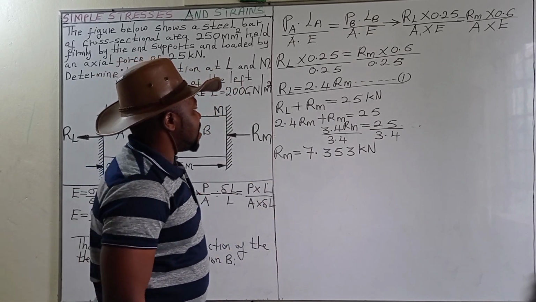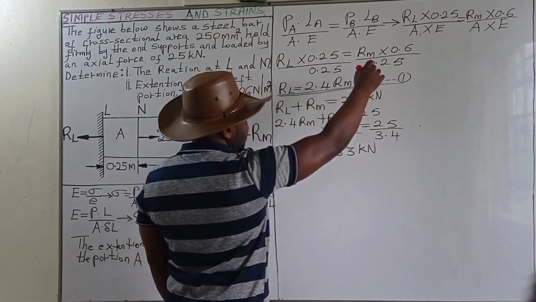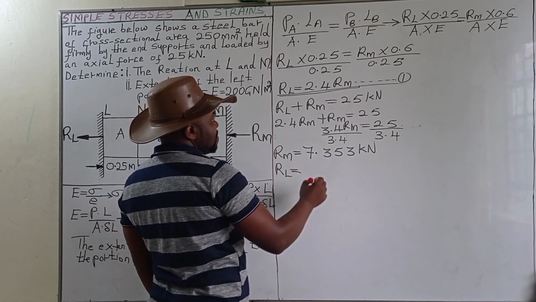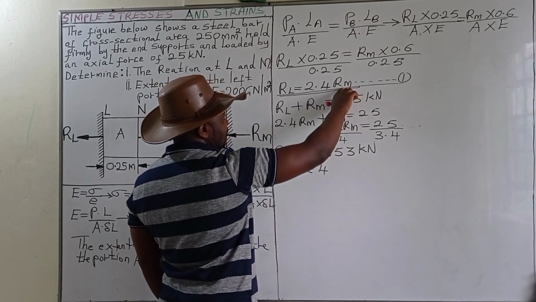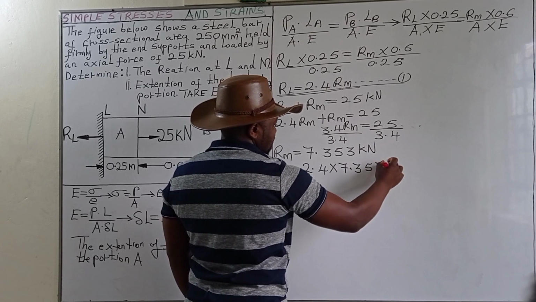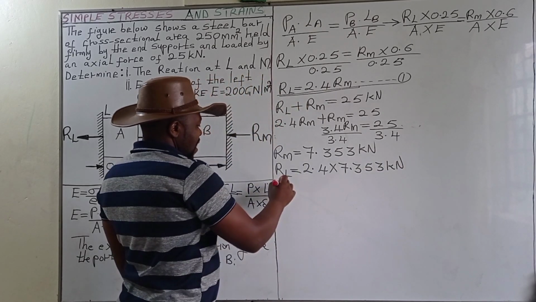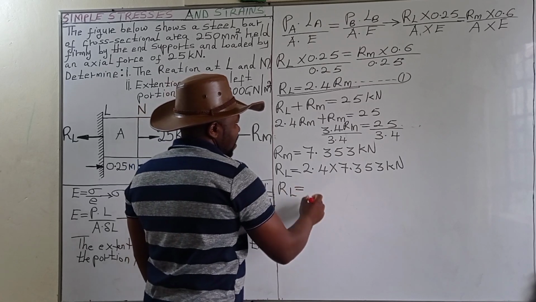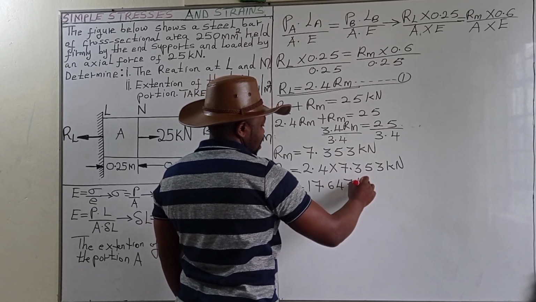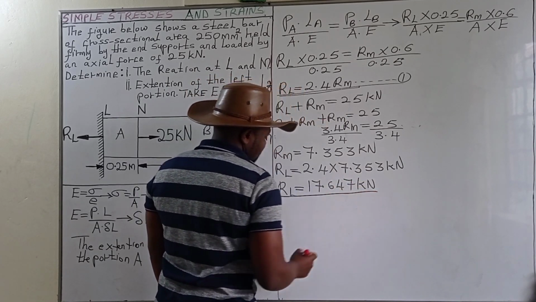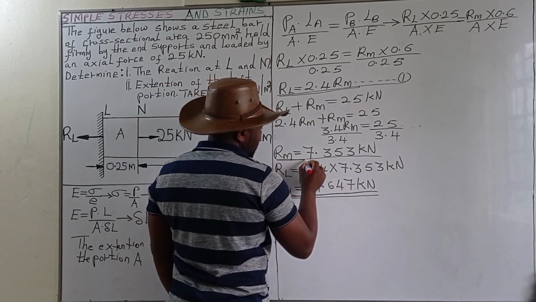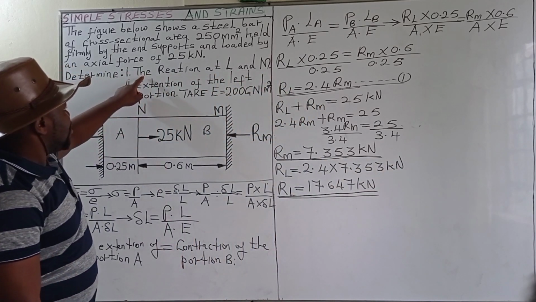Now, after getting the reaction at M, we can get the reaction at L by using this equation 1. And this is going to be, the reaction at L is going to be 2.4 times Rm. And Rm in this case is 7.353 kilonewtons. So the reaction at L is going to be 17.647 kilonewtons. So, ladies and gentlemen, that is the reaction at L, and this is the reaction at M. So we have answered part 1 of the question.